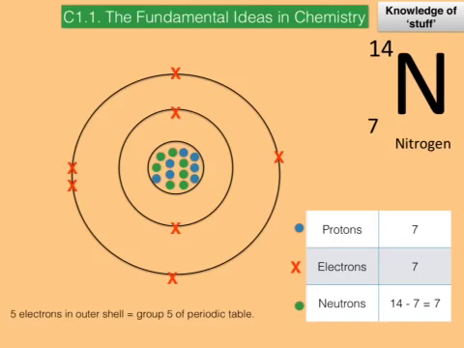What we then need to do is draw on our electrons, and we know that they go in shells around the nucleus. In this case, we've got 7 electrons. Now you need to know the rules for filling up these shells.